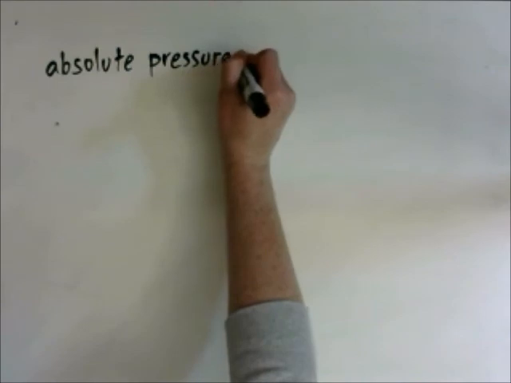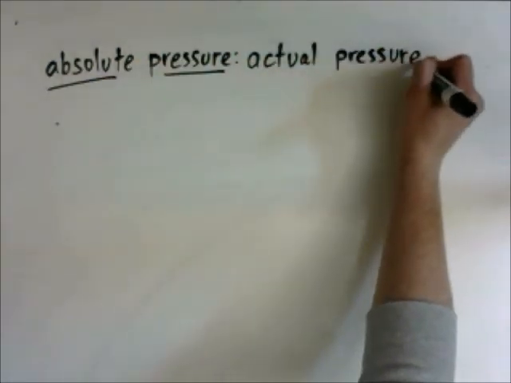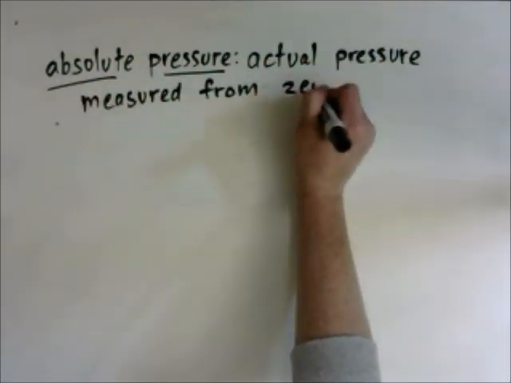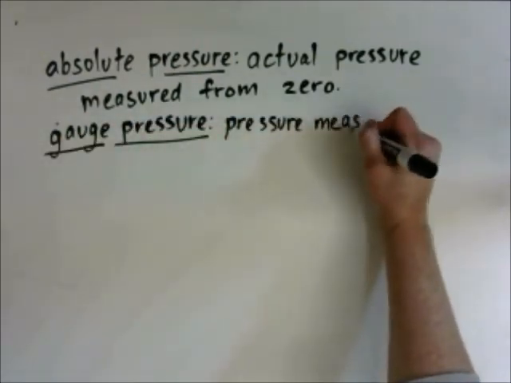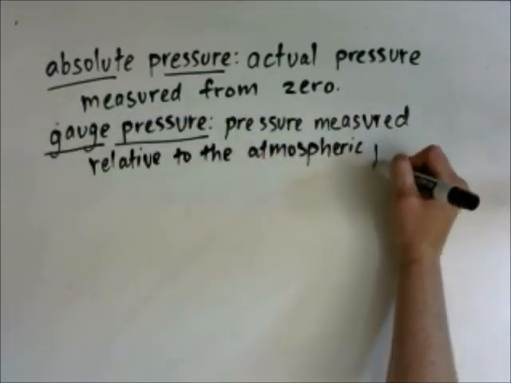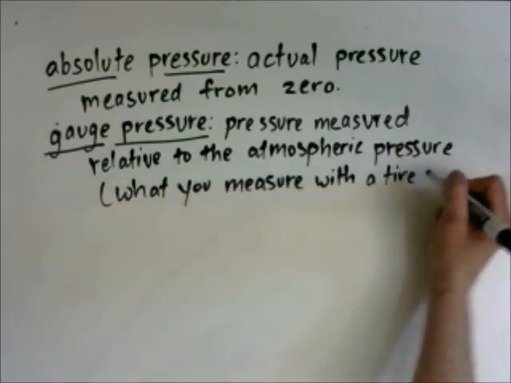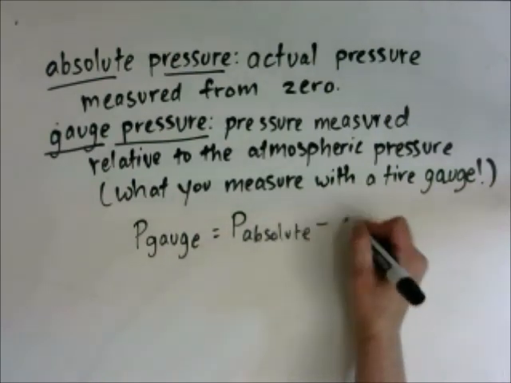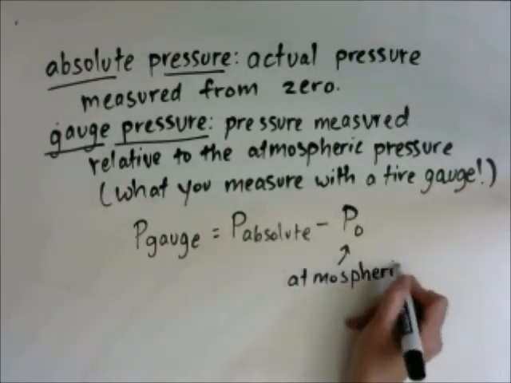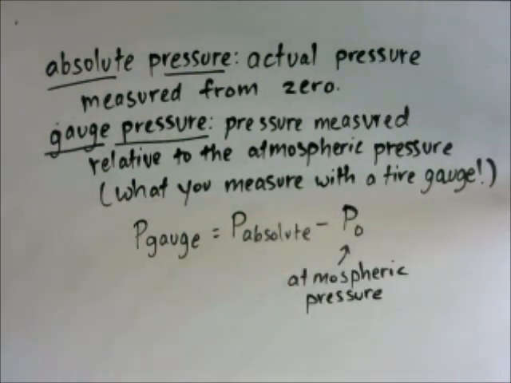We use two terms for measuring pressure. Absolute pressure is the actual pressure measured from zero. Gauge pressure is the measured pressure relative to atmospheric pressure. The equation for gauge pressure is gauge pressure equals absolute pressure minus P naught, where P naught stands for atmospheric pressure.